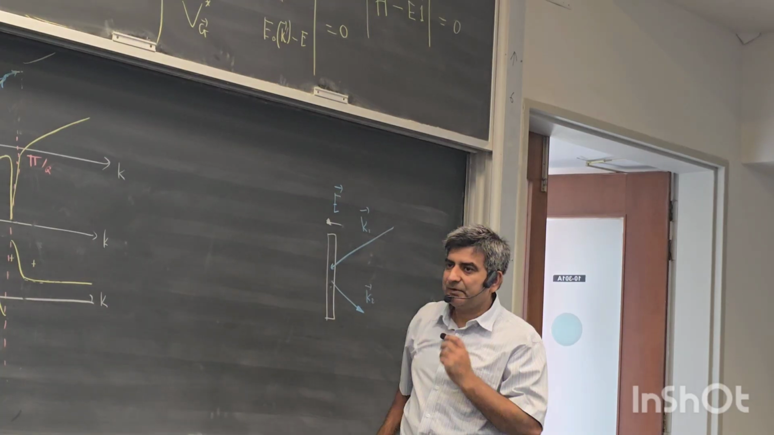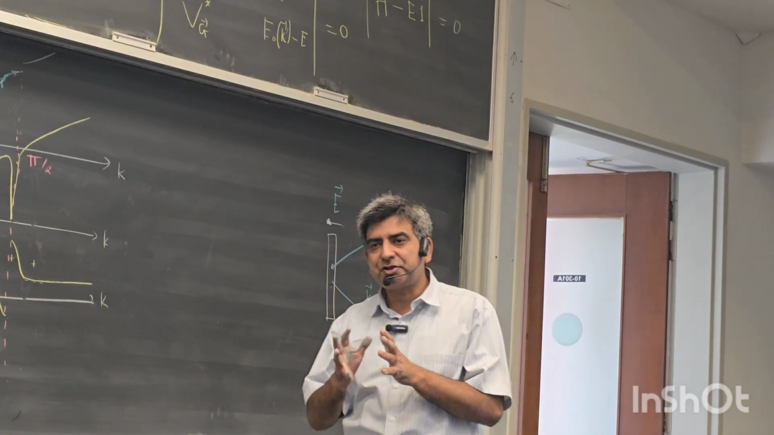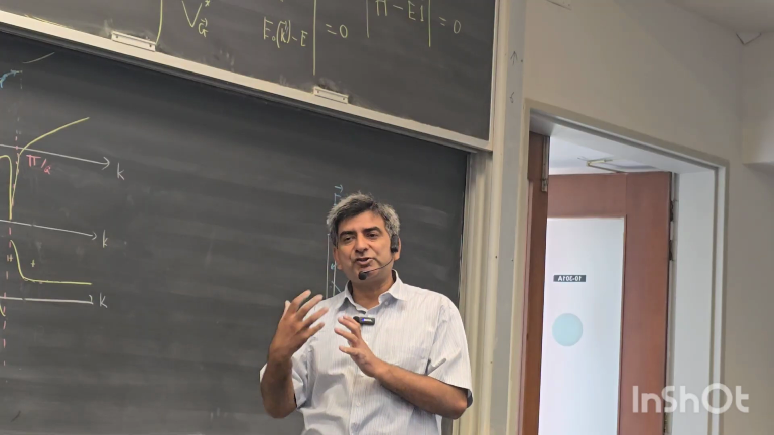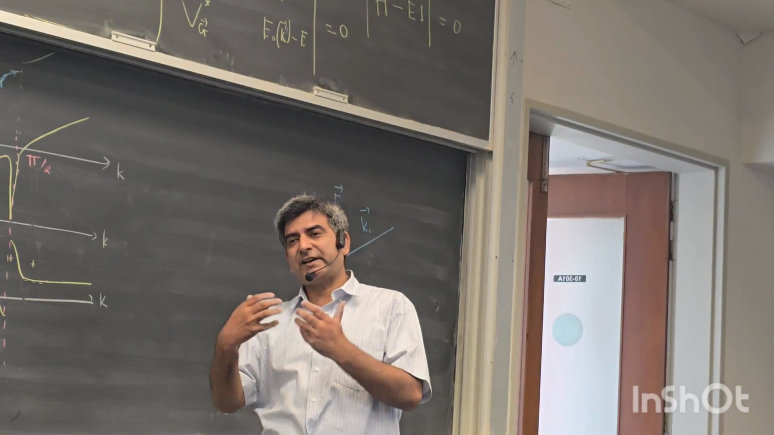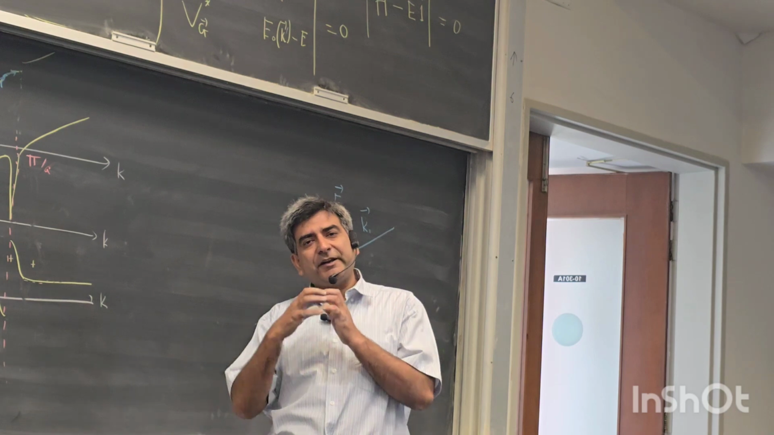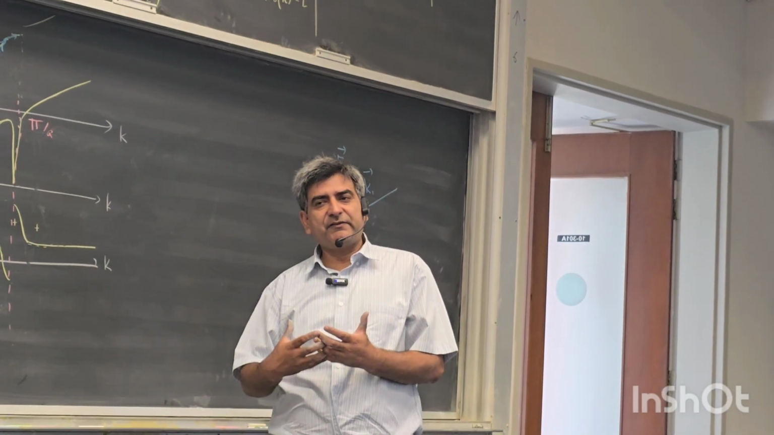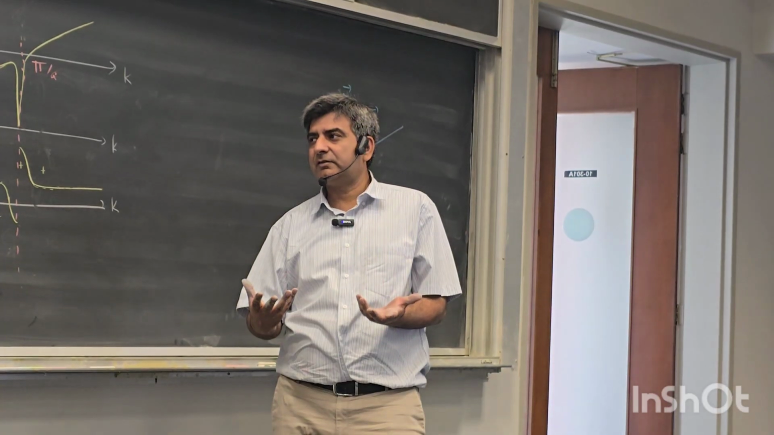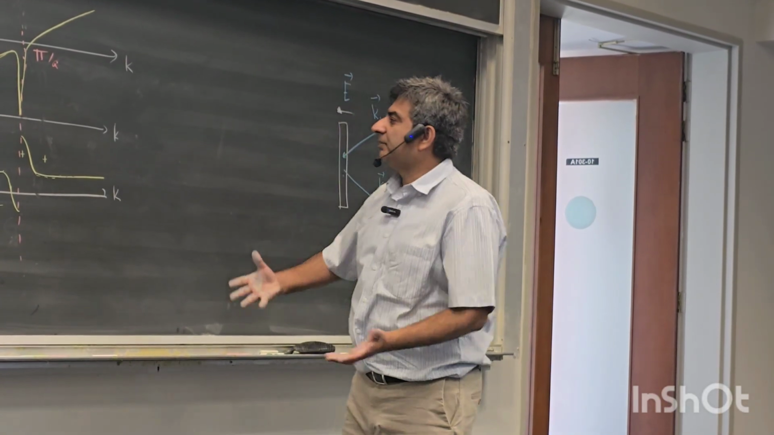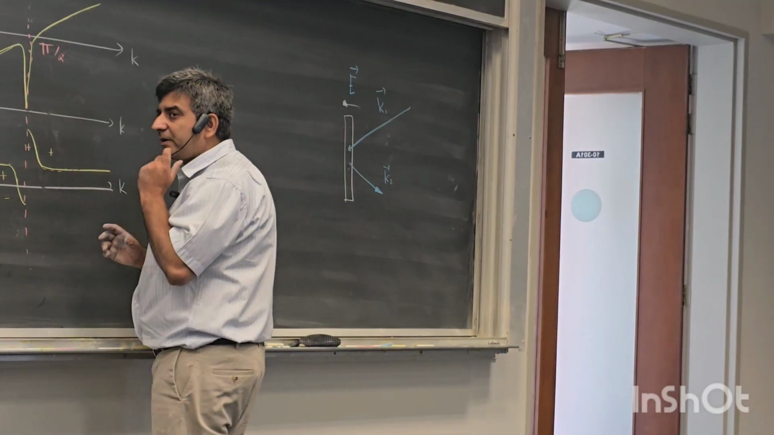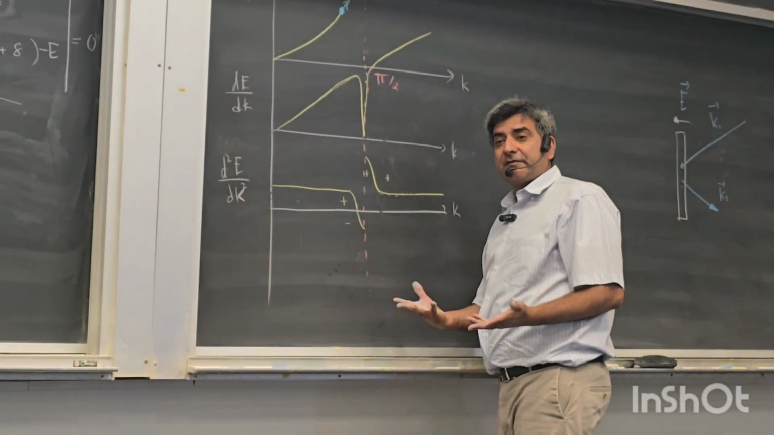So conduction is a response to a stimulus. The stimulus is the force, the electric field. So the conduction velocity is a measure of the effective mass for the electrons. Right? So this is how the effective mass plays out. In the vicinity of the zone boundary, it can even be negative.